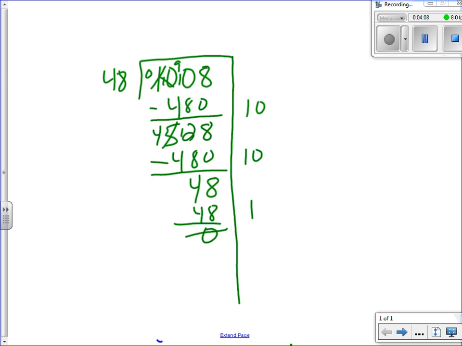I have 0. So once my remainder here is 0, or the highest possible remainder I could have is 47, because it's always 1 less than the divisor, I'm done here. I add my answer up. I get 10 plus 10 is 20 plus 1, so my answer is 21. And once again, you can check this with the area model, the partial quotient model, or the traditional method of multiplication.